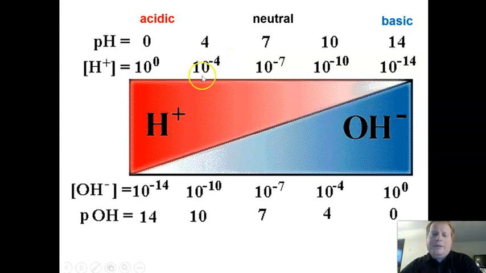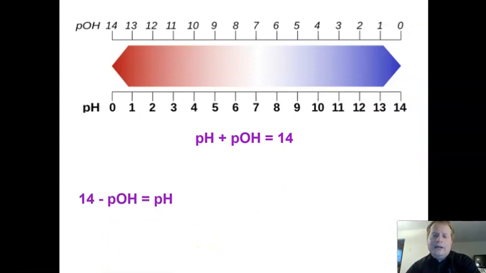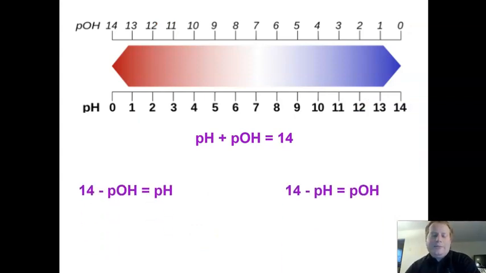So if the H plus is 10 to the negative 4, that means that the OH minus is 10 to the negative 10, because you add the exponents to get 10 to the negative 14. We take the negative log of this, that gives us our pH, which is 4, because we took the negative log of H. Take the negative log of OH, that gives you pOH. So these are all interrelated.